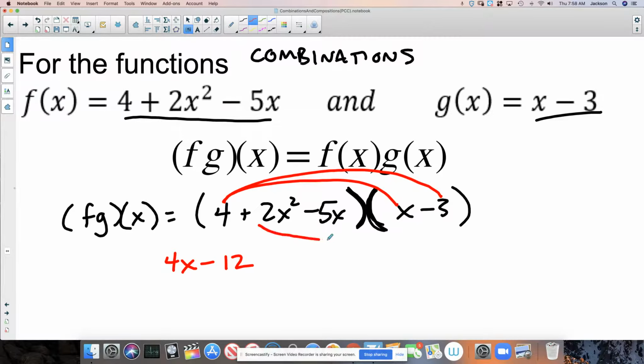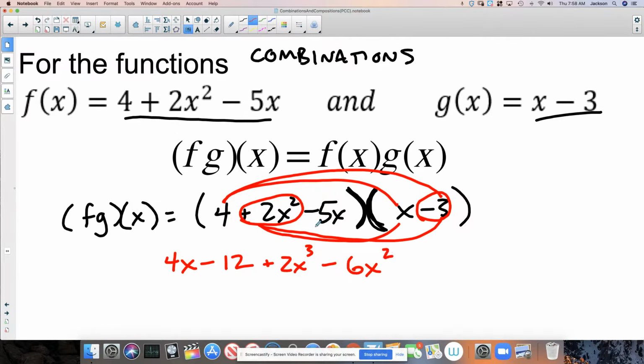Then I'm going to take positive 2x squared, multiply it times x. That's positive 2x cubed. Remember to use the sign with the number, so I'm using this positive. So then I do positive 2x squared times negative 3, that's negative 6x squared. And then I'm doing negative 5x times x, which is negative 5x squared, and negative 5x times negative 3, which is positive 15x.